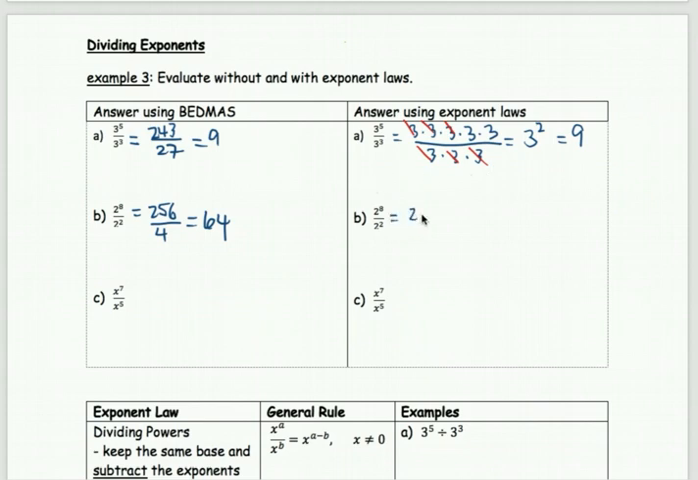All right, so this one here, if we have 8 of them, okay, that's 8, and then 2 at the bottom. All right, so again, cancel out.